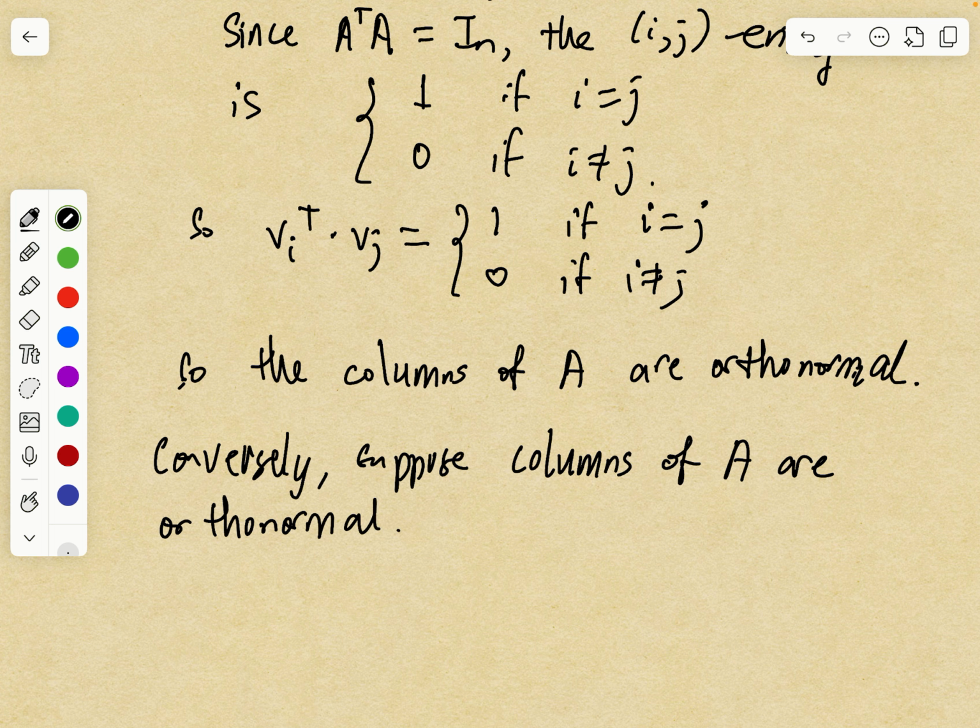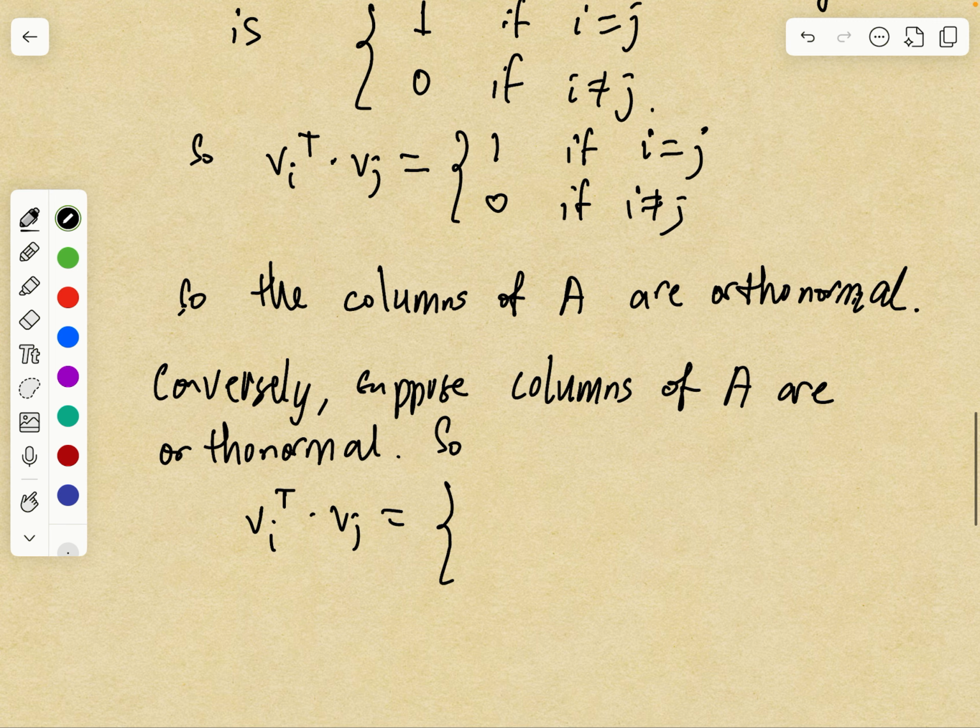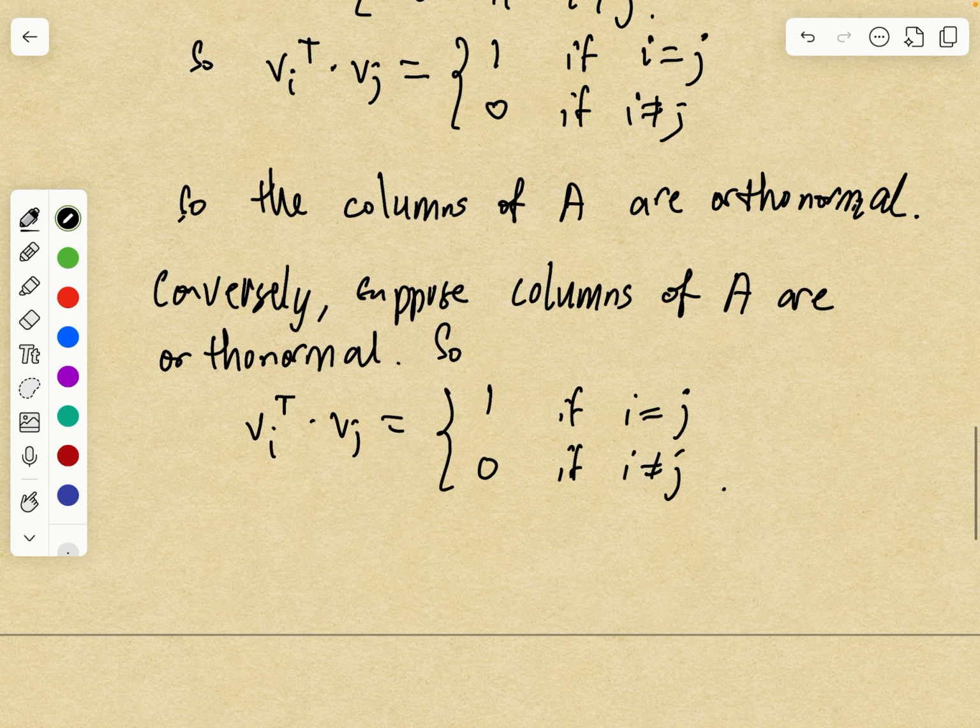Well, then that tells you that you're basically just reversing the order. Vi transpose dot vj is equal to 1 if i is equal to j, and 0 if i is not equal to j, respectively. That's what it means for the columns of A to be orthonormal.